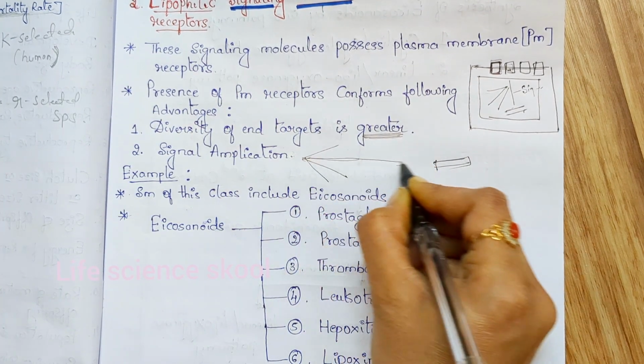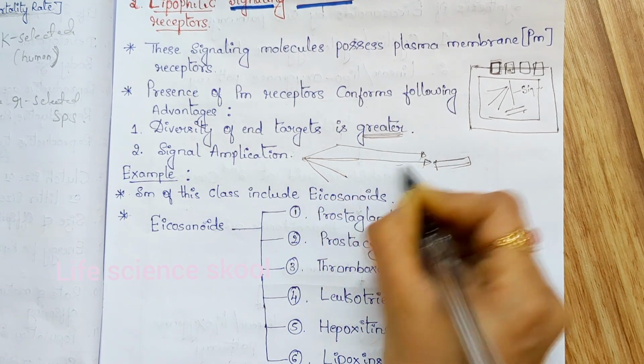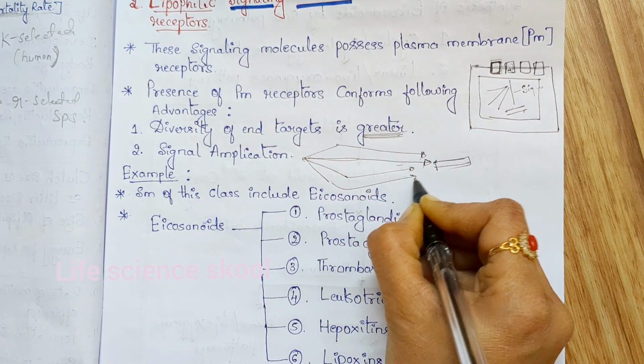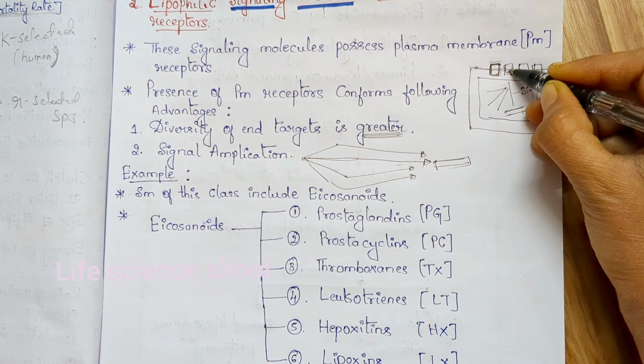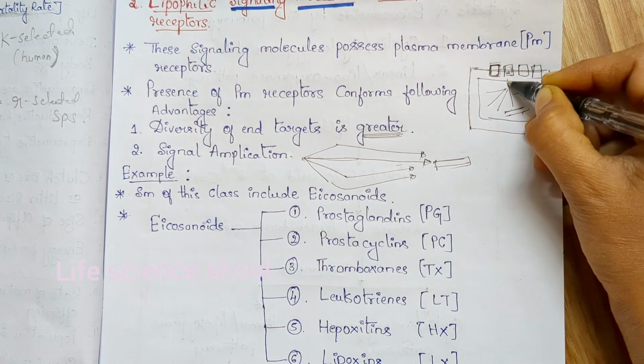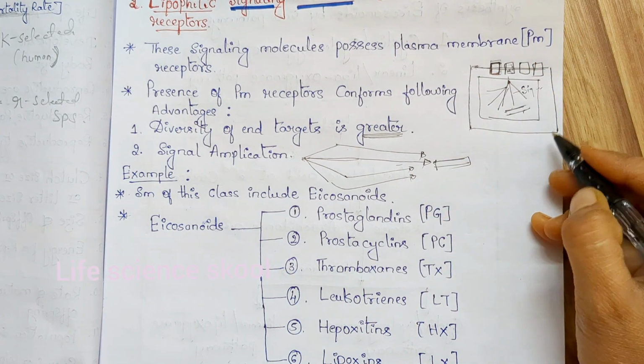So you can go by this way, you can come by this way, you can come by this way, like this. So receptors are here and end target is here. While reaching up to here, you can get many ways, right, like that.